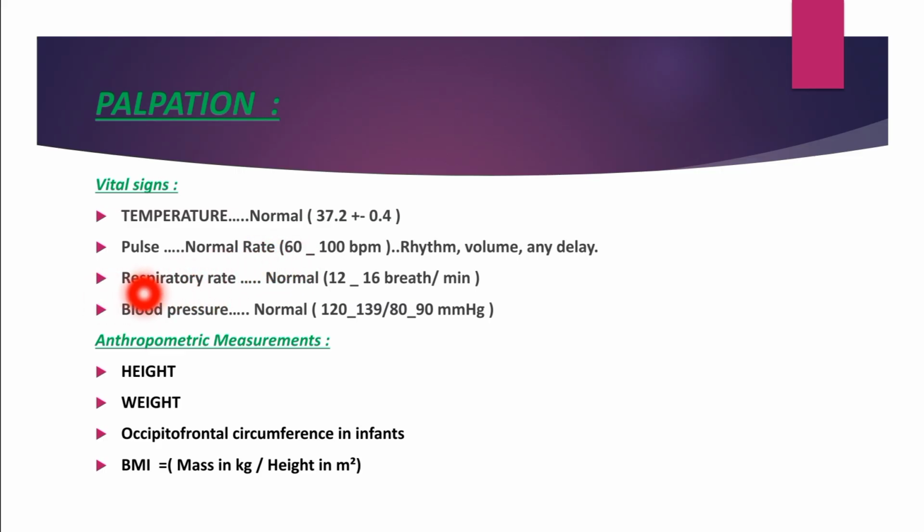Next is the respiratory rate. So also measure the respiratory rate. Normally the respiratory rate ranges from 12 to 16 breaths per minute. And also measure the blood pressure. The normal blood pressure is 120 by 80 mmHg.